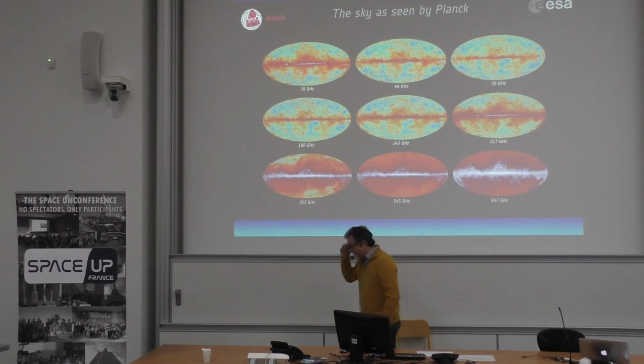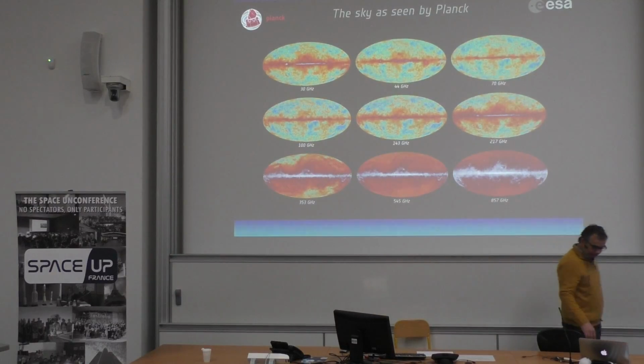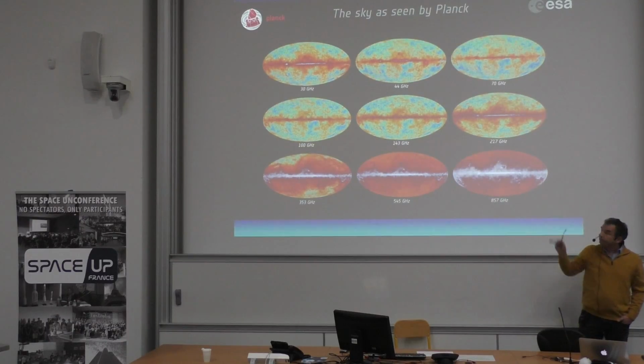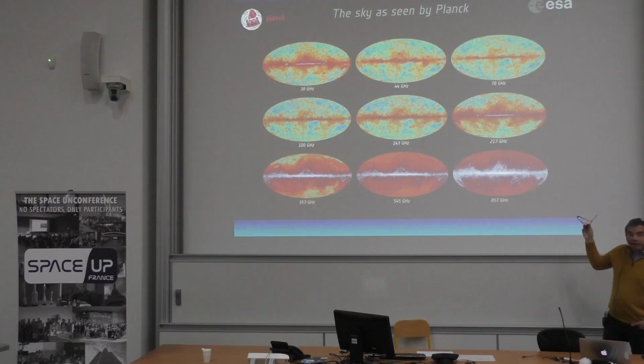So, here is the result. With the Planck satellite, we were able to get those 9 full sky images of the radio and infrared light. The different images are different frequencies, different wavelengths. So this is the far infrared, and on the top left is the radio. And of course they are all different.